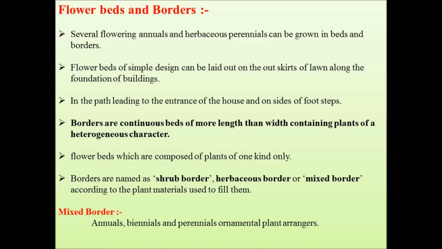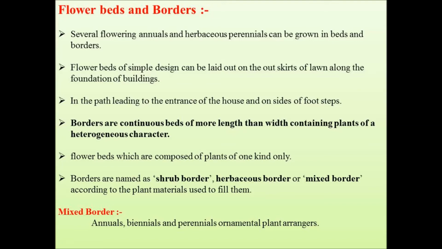Then we discuss the next feature, that is flower beds and borders. Several flowering annuals and herbaceous perennials can be grown in beds and borders. Flower beds in a garden are simple in design and can be laid out on the outskirts of lawns, along the foundation of a building, along the path leading to the entrance of the house, and on one side of the footsteps. A border means a continuous bed of more length than width, containing plants of herbaceous characteristics.